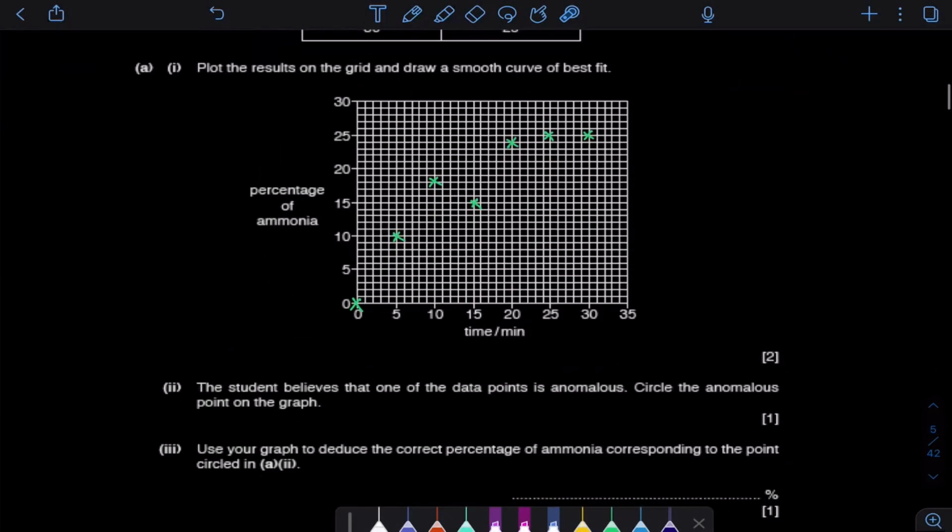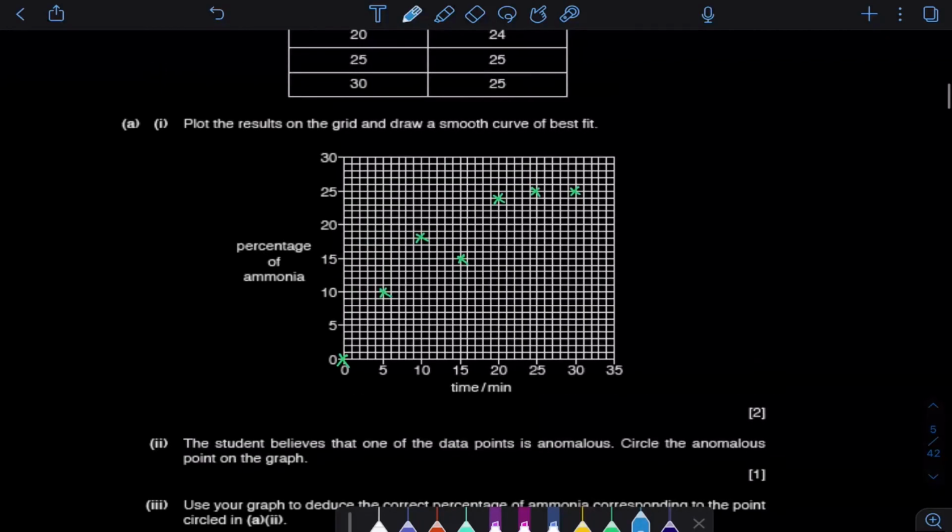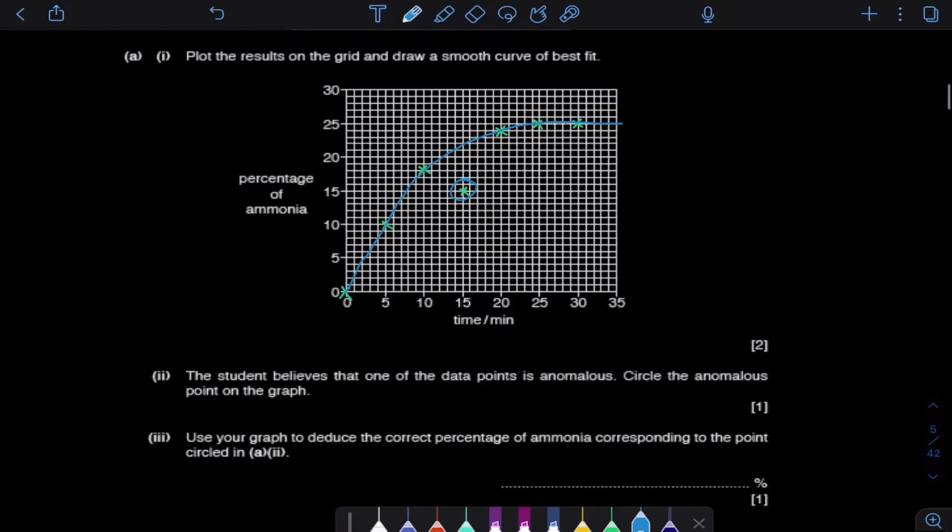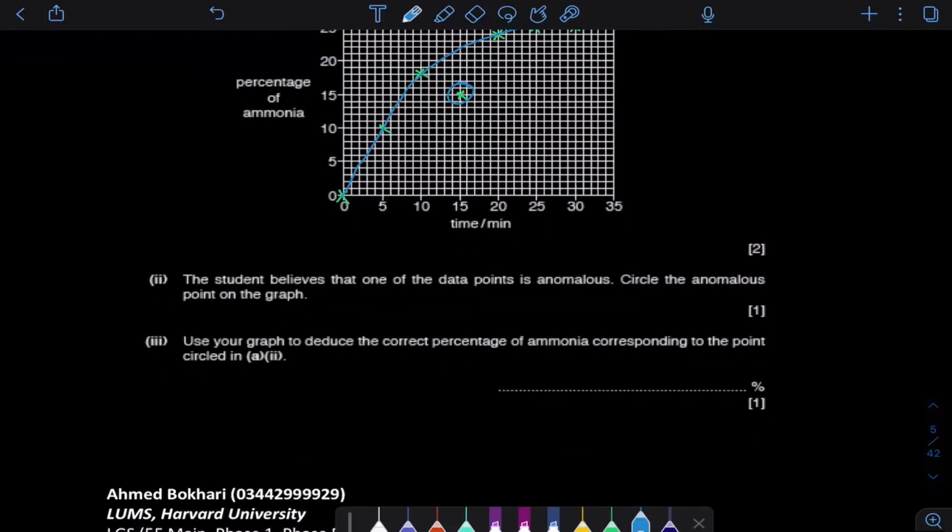Draw a smooth curve of best fit. So we draw these. There you go. And this is my anomalous point. There is an anomalous point, yes, I have ignored it.